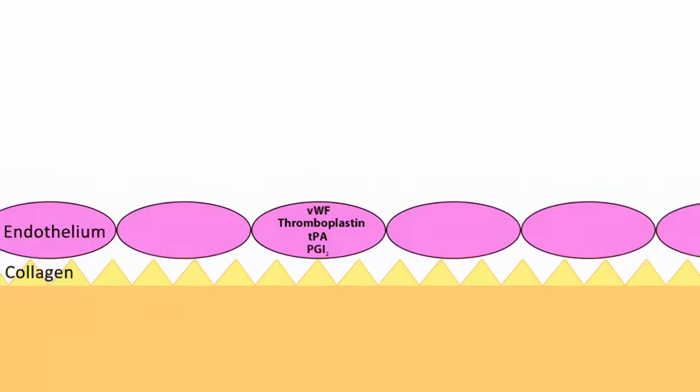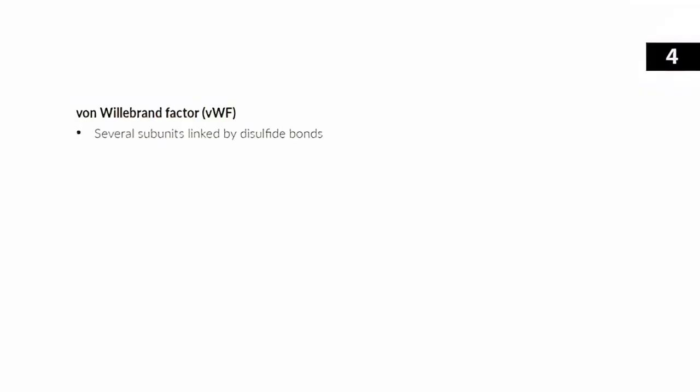But for now, let's focus on von Willebrand factor. Take a look in your study guide. Von Willebrand factor is made up of several subunits that are linked by disulfide bonds, and it's synthesized by endothelial cells and megakaryocytes. Now, we just talked about how megakaryocytes are what make platelets. So platelets have von Willebrand factor inside them, as we're going to see shortly.